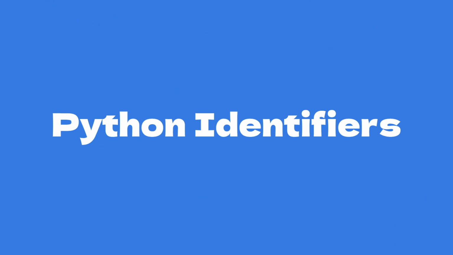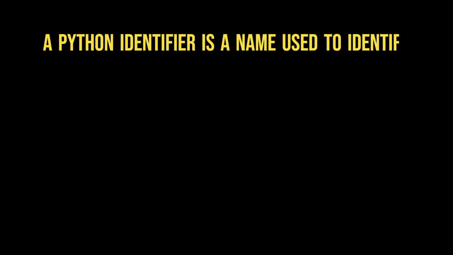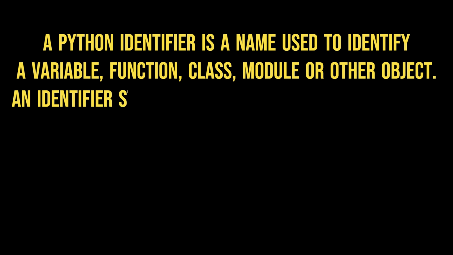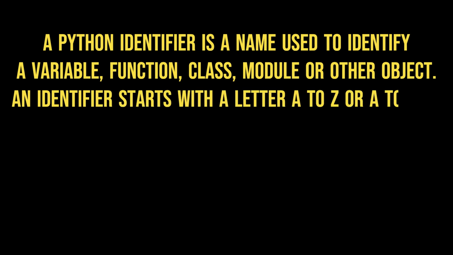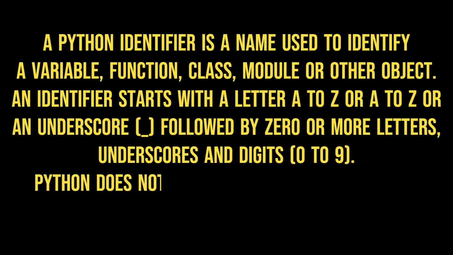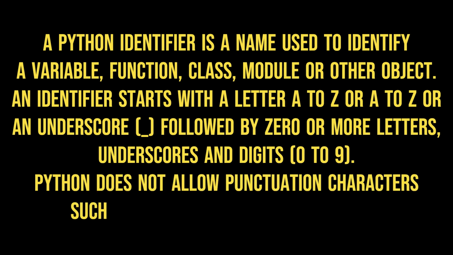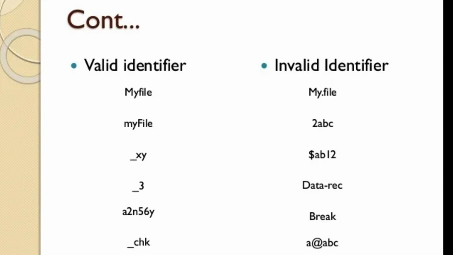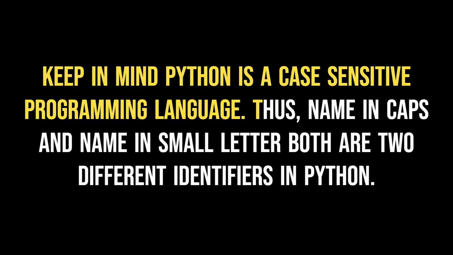Python identifiers. A Python identifier is a name used to identify a variable, function, class, module or other object. An identifier starts with a letter A to Z, or an underscore symbol, followed by 0 or more letters, underscores and digits, 0 to 9. Python does not allow punctuation characters such as @ and % within identifiers. Keep in mind, Python is a case-sensitive programming language. Thus, name in caps and name in small letters are two different identifiers in Python.